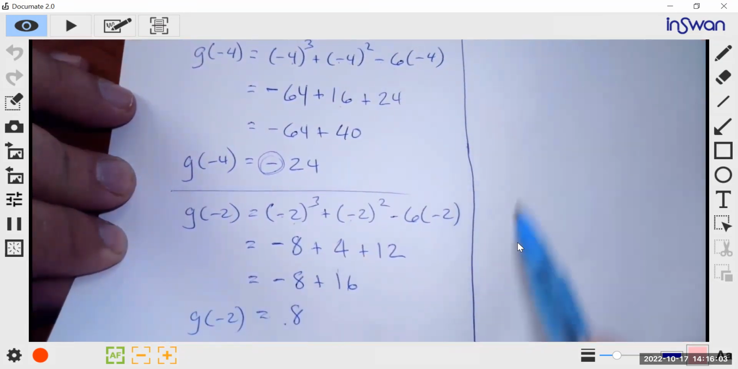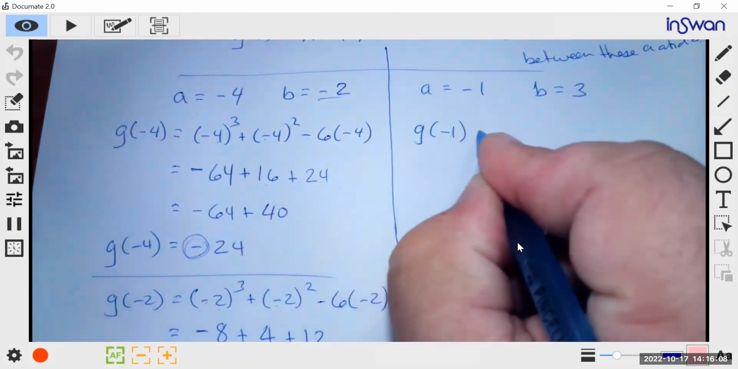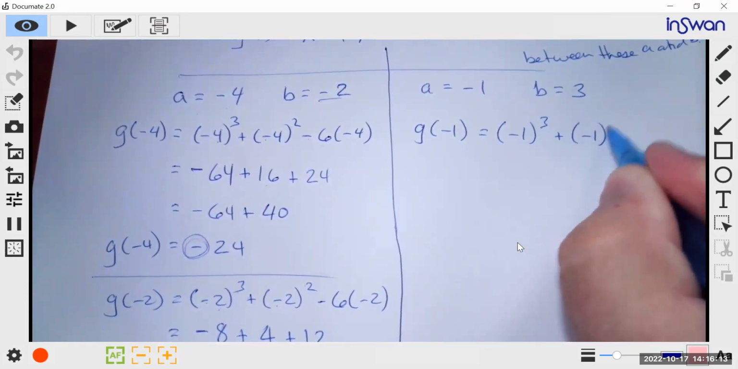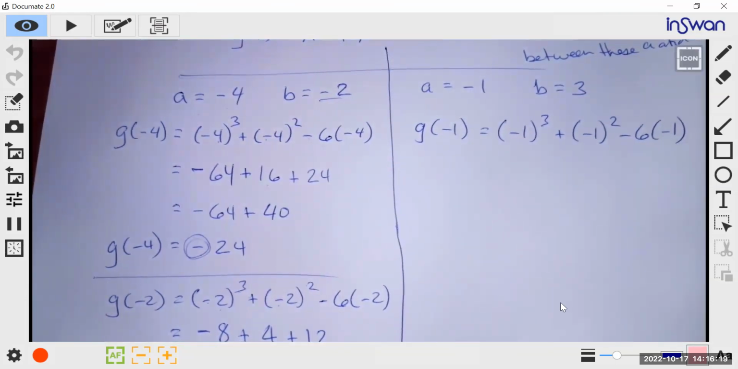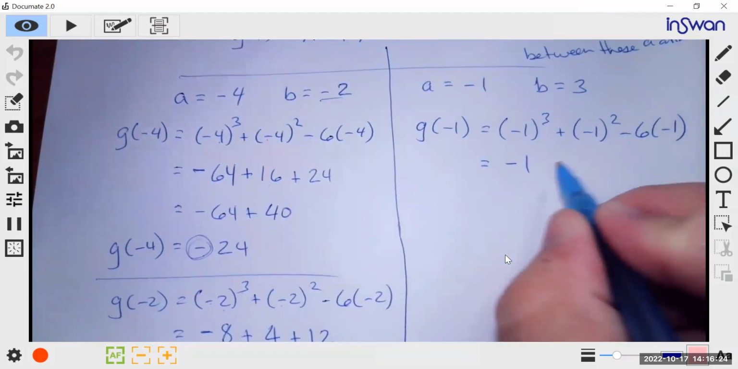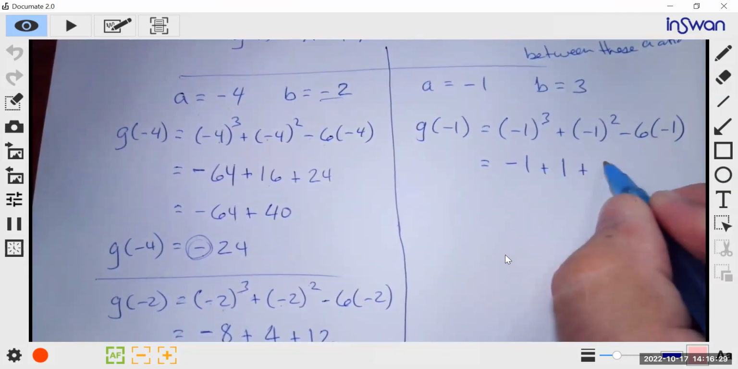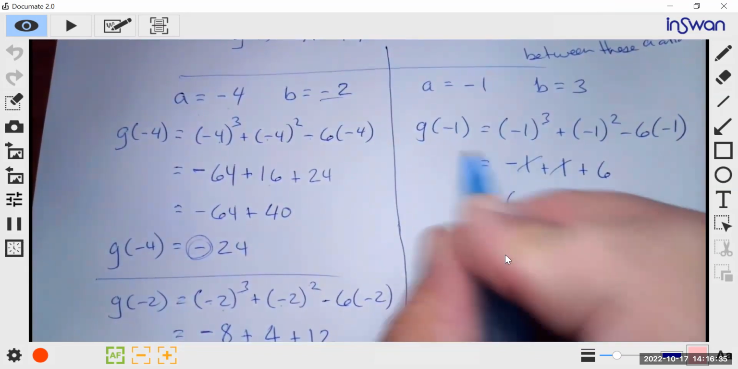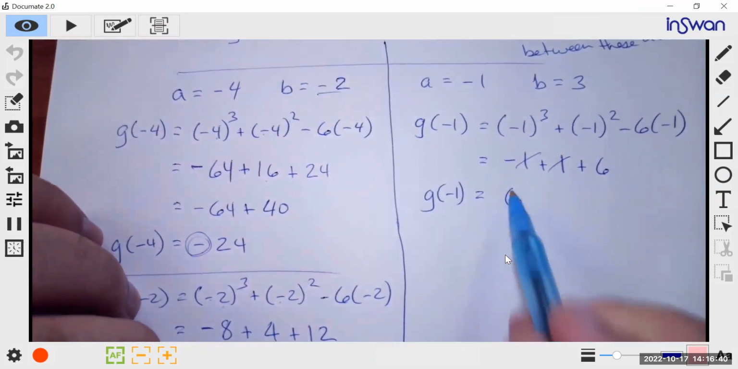How about at -1 and 3? Six times -1. -1 cubed is -1. -1 squared is positive 1. Negative, negative is a positive 6. Those cancel, we have 6. So at -1, it's a positive answer.